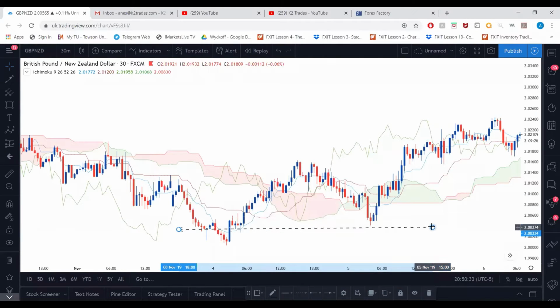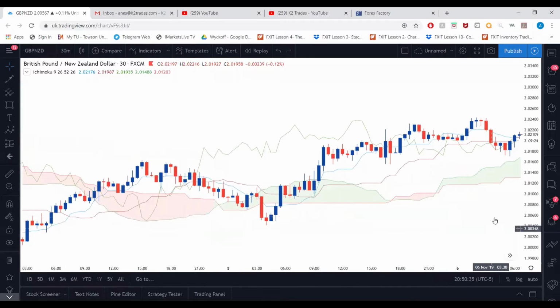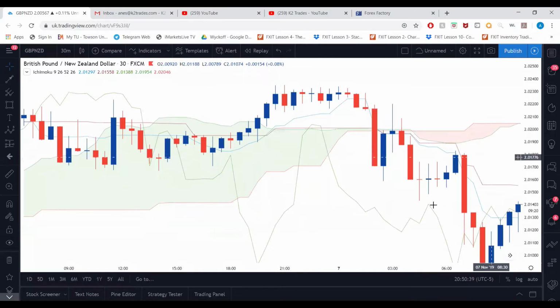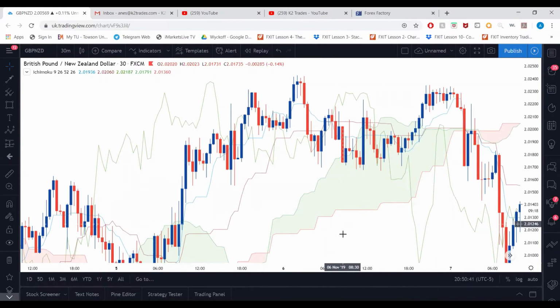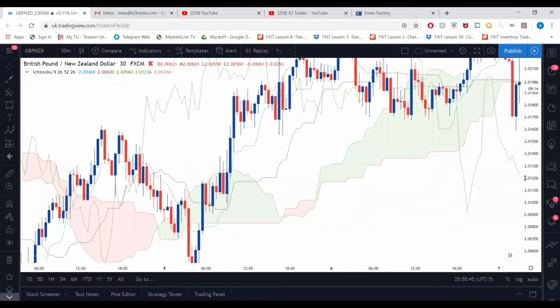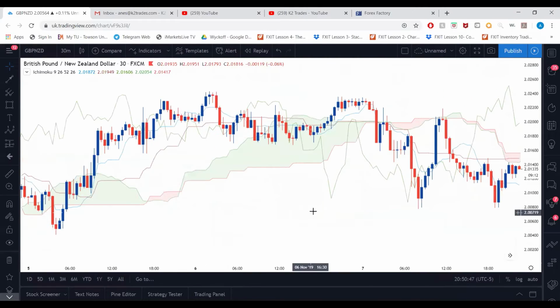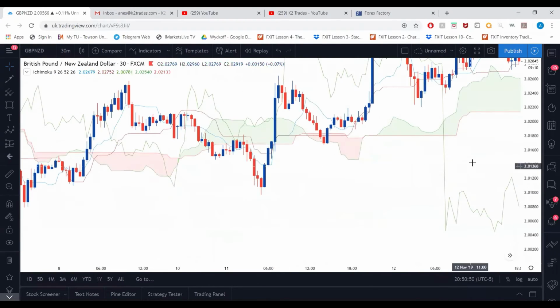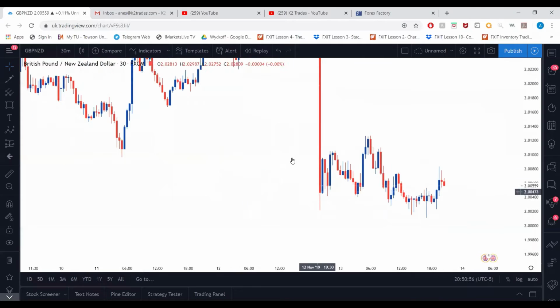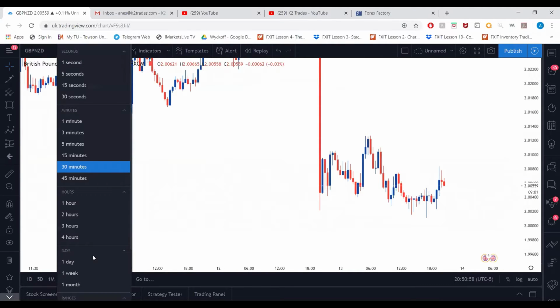Obviously I have arrows, so it's not a perfect line, but I would look for an earlier entry on this. So yeah, I don't have anything called an Ichimoku setup, but your setup would be relying on seeing the price above the cloud if you are buying, or below if you are selling. So that is how you use Ichimoku. So let me just clear it out, and let's look at this.